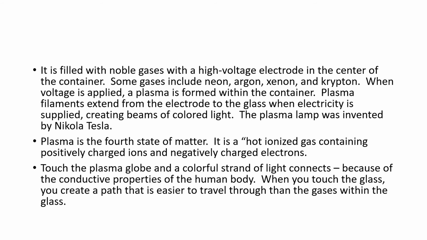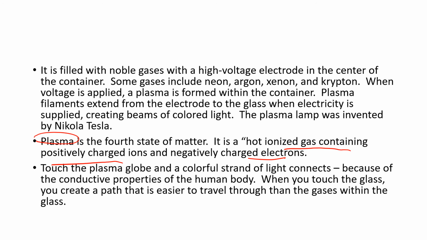So how does a plasma lamp or plasma globe actually work? They're filled with noble gases with a high voltage electrode in the center. When a voltage is applied, meaning I turn it on, a plasma is formed within the container. Plasma is the 4th state of matter, and it is a hot ionized gas containing positively charged ions and negatively charged electrons. The plasma filaments extend from the electrode to the glass when electricity is supplied. And that's when you get the colored beams of light.